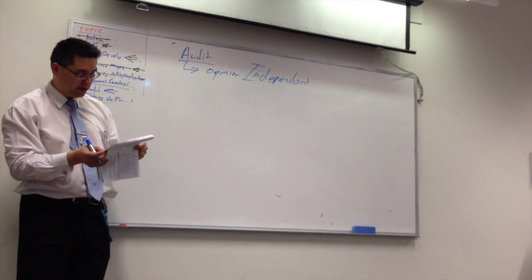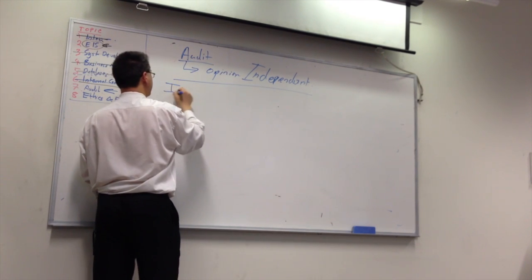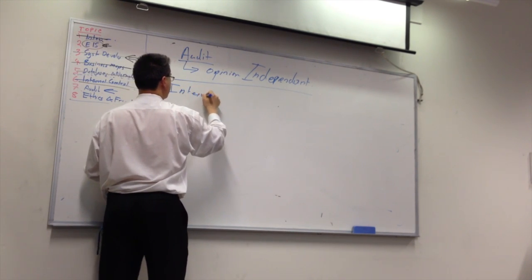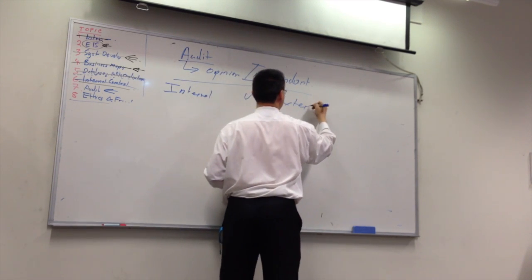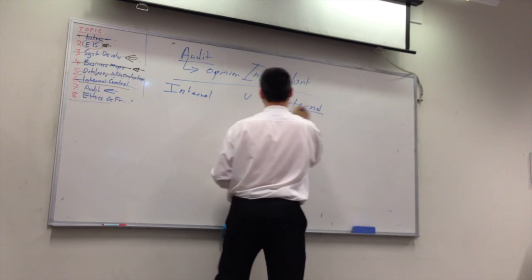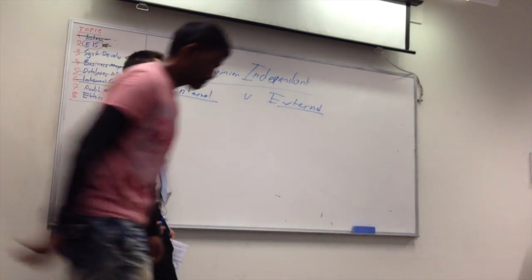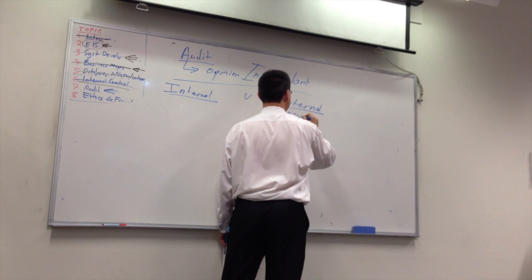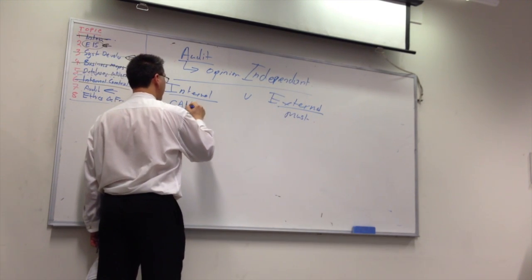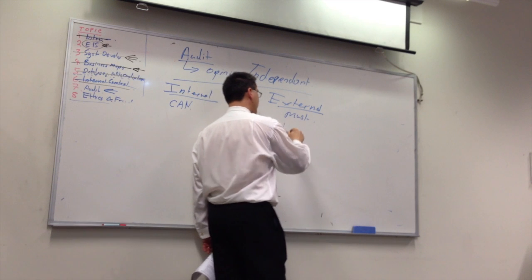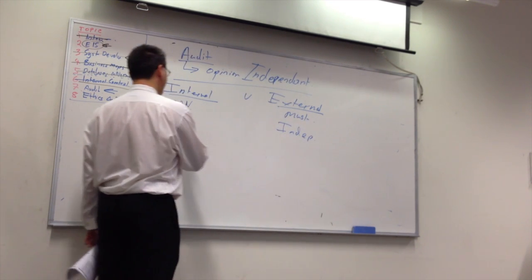Now, while we're talking about independence, there are also these things called internal auditors and external auditors. Internal versus external auditors. External auditors you must have. Internal auditors you can have. These guys will be independent, and these guys will not be independent.